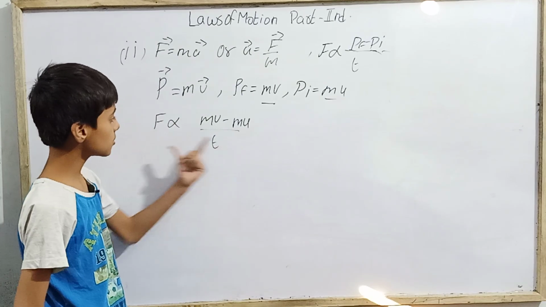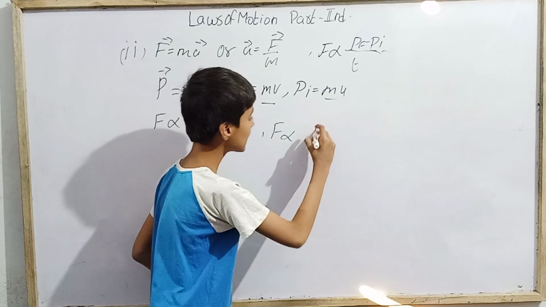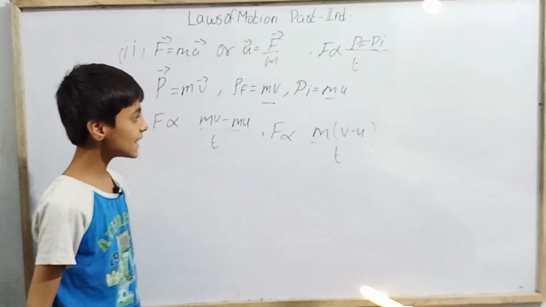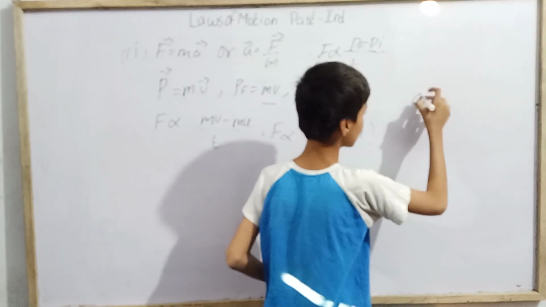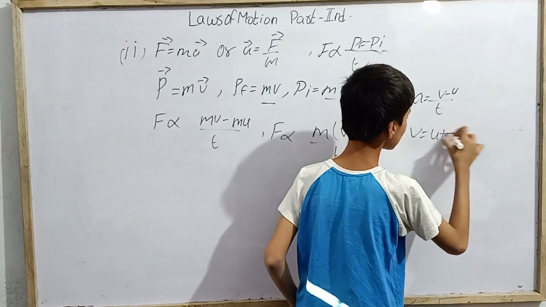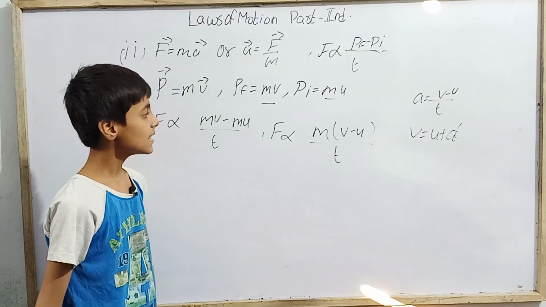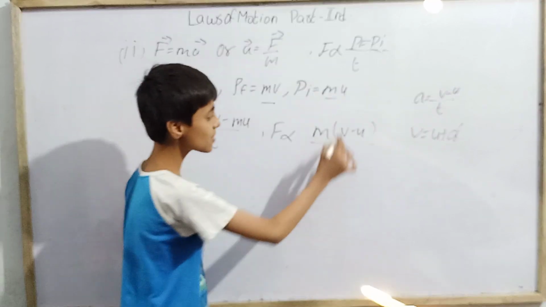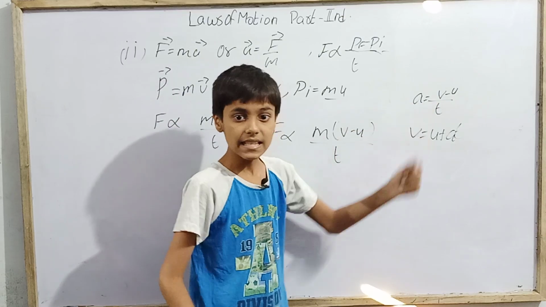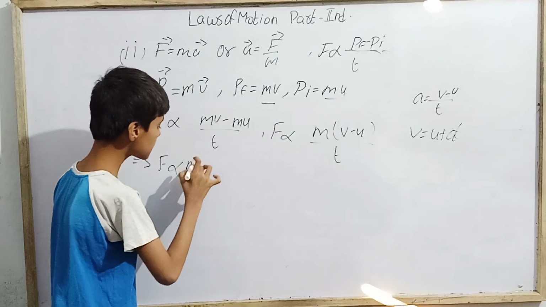And going further, F is proportional to m, taking the mass common, times (v minus u), divided by t. Now, we know from kinematics that a equals (v minus u) divided by t. How? Since v equals u plus at, from the first equation of motion we get a equals (v minus u) divided by t. Here also we have (v minus u) divided by t, so if in place of (v minus u) divided by t I write a, there will be no change. Then let's write a here, which implies that F is proportional to m.